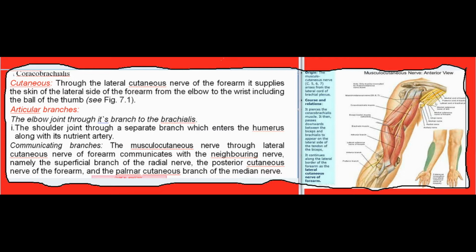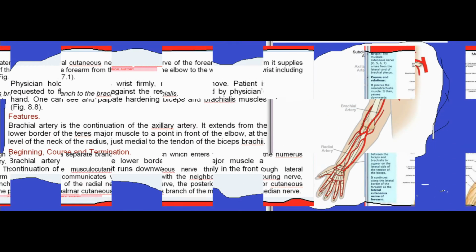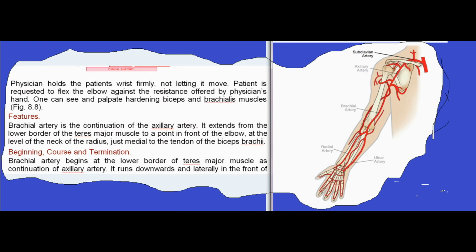Communicating branches: the musculocutaneous nerve through lateral cutaneous nerve of forearm communicates with the neighboring nerves, namely the superficial branch of the radial nerve, the posterior cutaneous nerve of the forearm, and the ulnar cutaneous branch of the median nerve. Clinical anatomy. Physician holds the patient's wrist firmly, not letting it move.